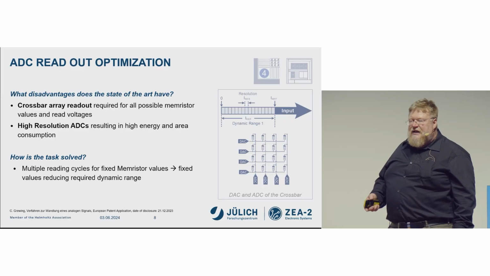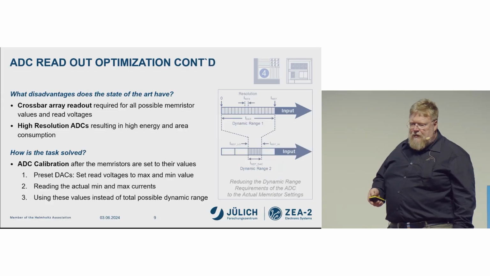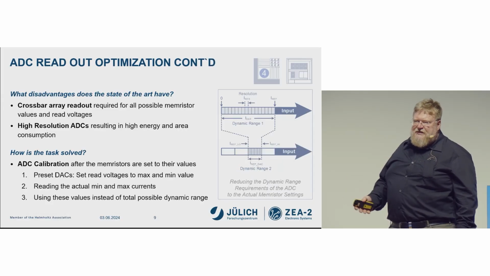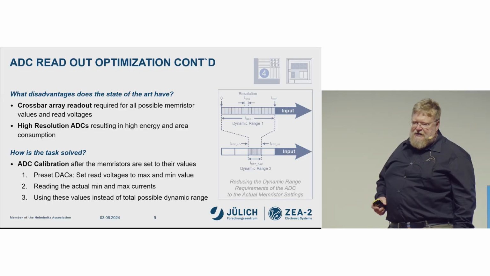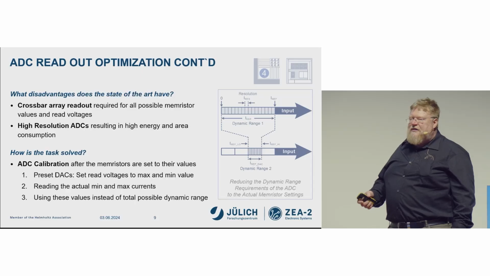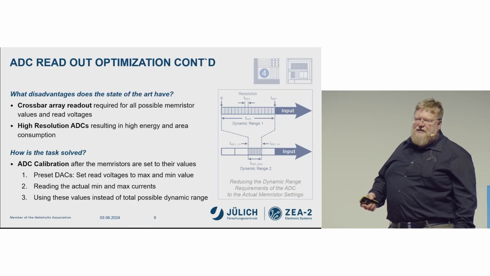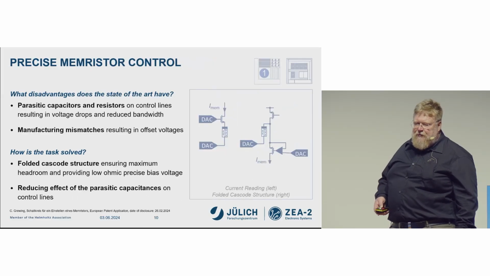So what you can do is that you measure once for a given memristor setting the maximum current that could be and the lowest current that could be seen in this column, and then change the dynamic range with respect to these boundaries. And this way, talking about 8-bit DAC, 8-bit ADC, I think you could save easily 1 or 2 bit, making the area and the power consumption half, depending on what you have done to your ADC, obviously.